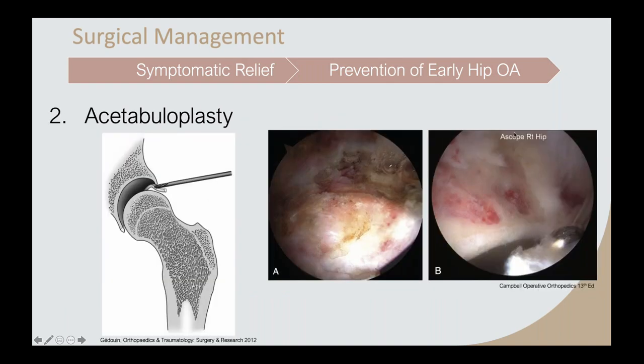If it's a pincer type of impingement where there's a peripheral acetabular rim of osteophytes or overcoverage, they will also use a burr to just shave off the peripheral aspect of the acetabular rim.